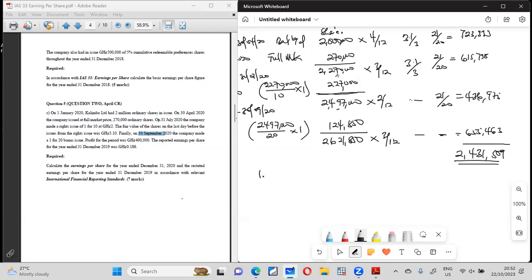So my basic EPS will be given by, how much is the earnings for the year? For 2016 is 400,000 all over 2,431,509. So what will be our EPS? What will be our EPS?